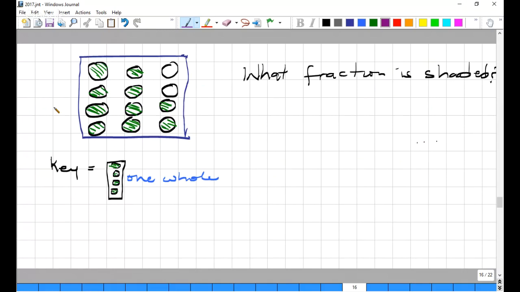Corey, what fraction? If one, two, three, if 4 of these things make a whole, what fraction overall is shaded? Sir, it would be 2 and 4 over 4 over 12? Look at it. How many of those little circles make a whole? 4. Okay. How many wholes do I have?